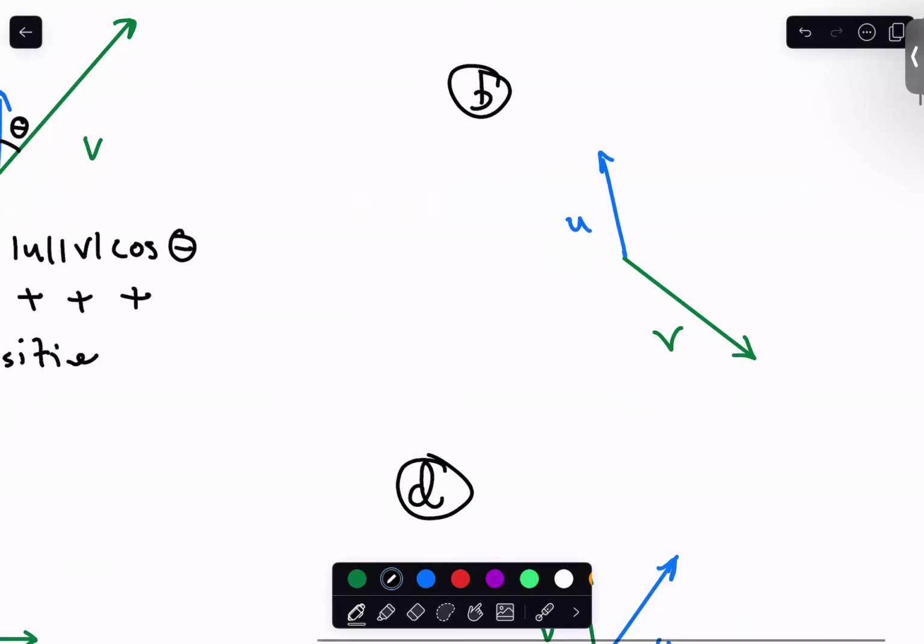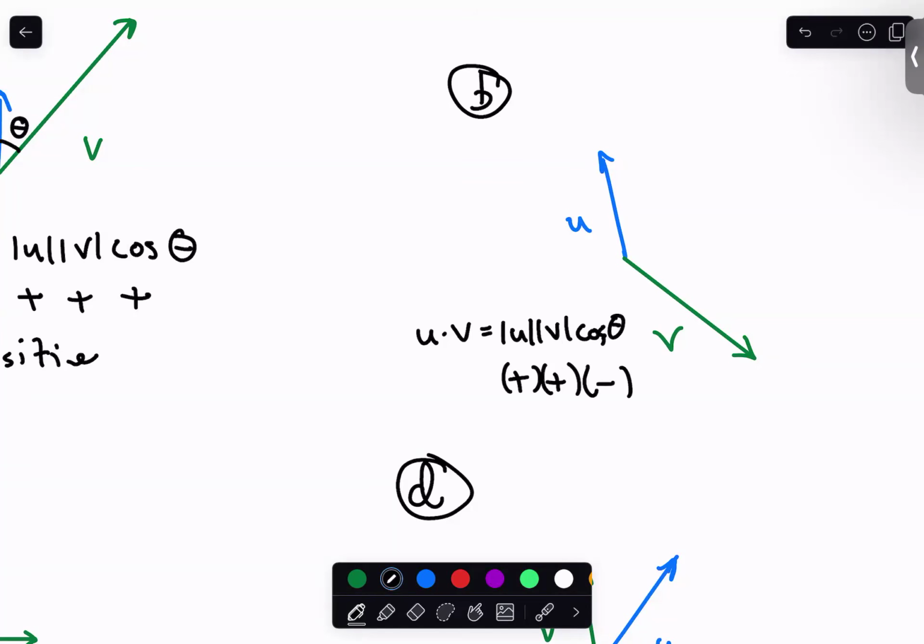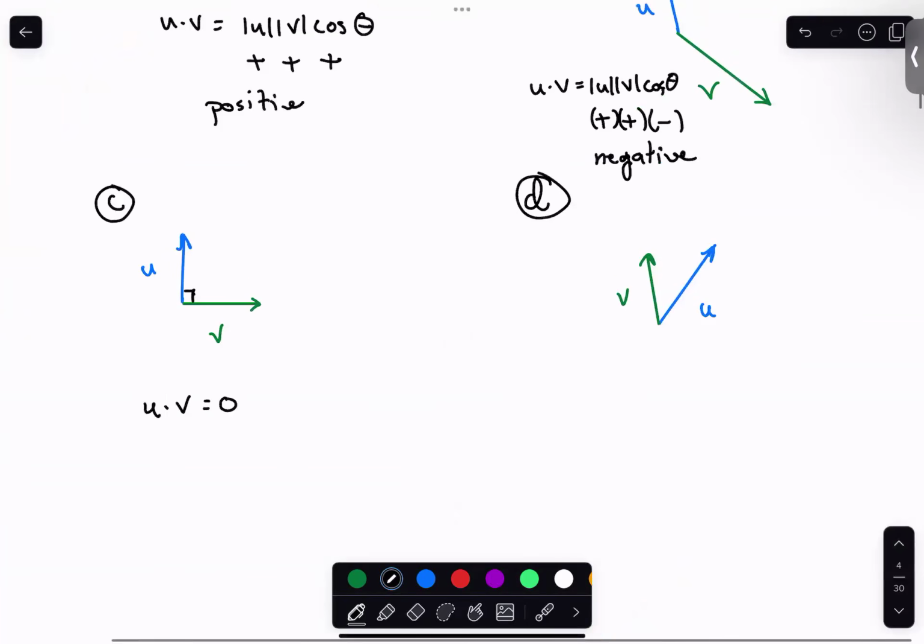And for B, we have an obtuse angle. When you throw an obtuse angle into this, remember how cosine acts. You're going to have positive times positive, and cosine of 3 pi over 4, 5 pi over 6, any of these obtuse angles, you get a negative. And so overall, this is going to be negative. And we already talked about how the order doesn't really matter. So this one here is going to be positive.